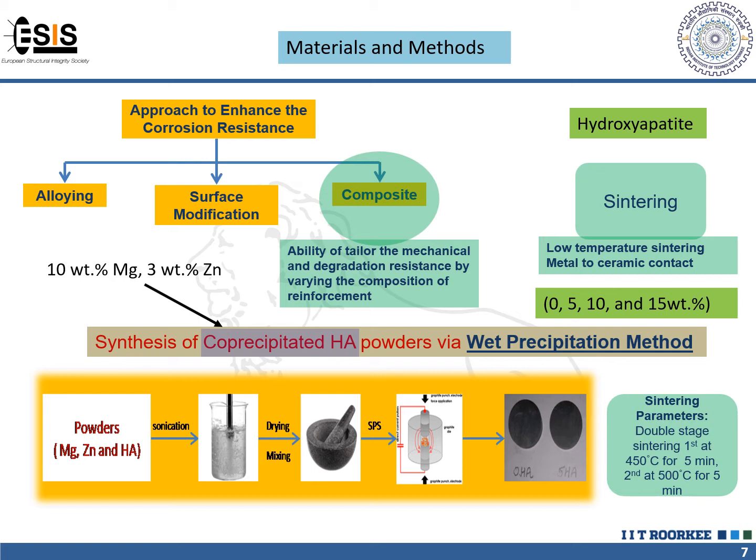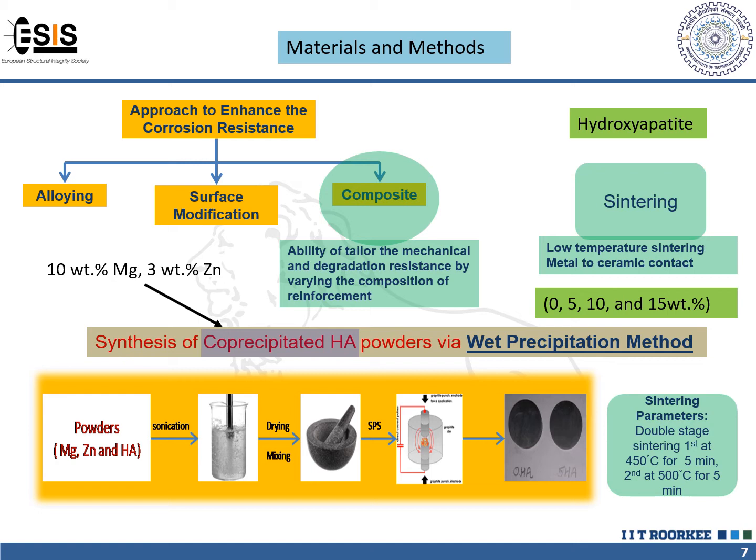Hydroxyapatite has a melting point of 1100 degrees centigrade, while magnesium has around 550 degrees centigrade. So the problem of bonding can be reduced by introducing some metallic ions inside the ceramic material, that is hydroxyapatite. So what we did, we synthesized the coprecipitated HA. Coprecipitated HA has ions of magnesium and zinc inside the hydroxyapatite powder. We prepared it through the wet precipitation method.